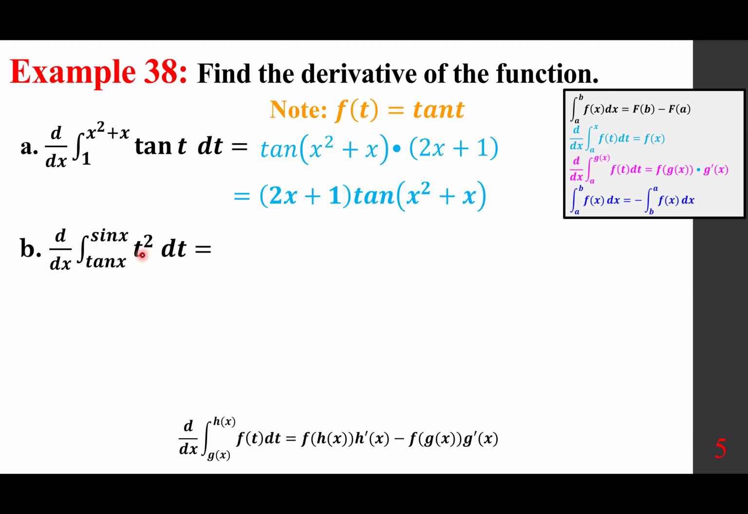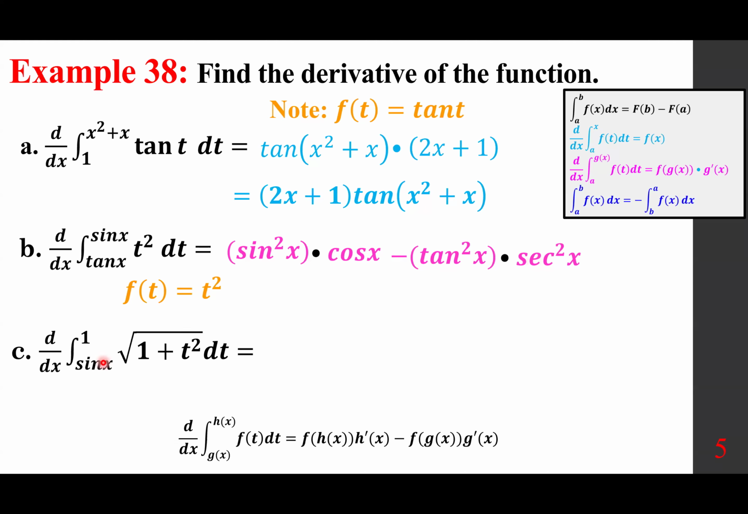So this one, first and foremost, the function f of t is t squared. Replace the t with sine, then times the derivative of sine, which is cosine, minus, now replace it with the bottom one, tan squared, and then times the derivative of tan, which is secant squared, and there's nothing to do to simplify it further. We are done.